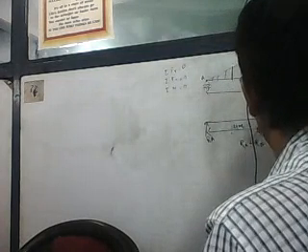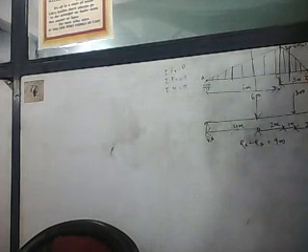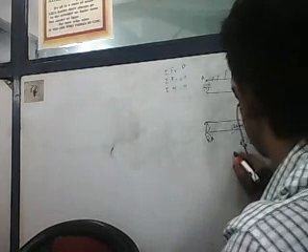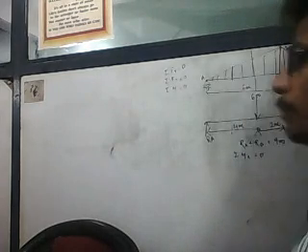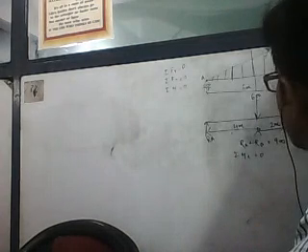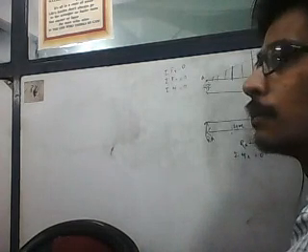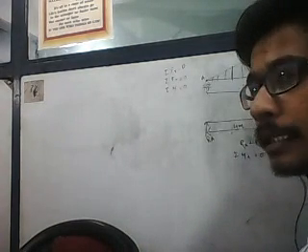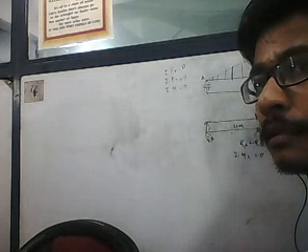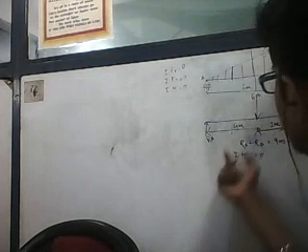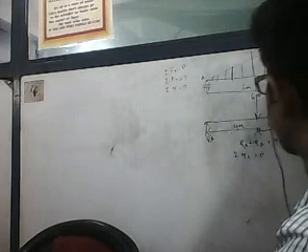Now, RA plus RB equal to 900. After that, summation moment MA equal to 0. Moment at A equal to 0.